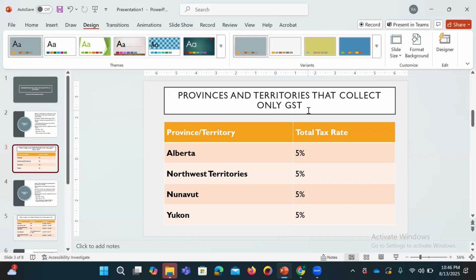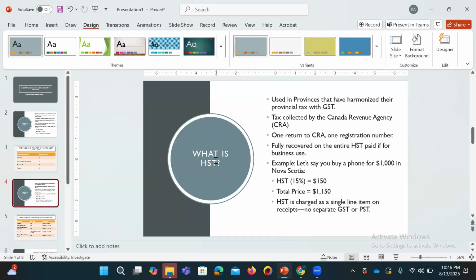Let's move to the next one, which is HST. HST is the harmonized sales tax, which combines GST with a provincial portion. It's a combination of GST and the provincial portion. It's also collected by CRA. So it's one return to CRA and one registration number. What does that mean? If a business owner is filing HST, they just file one return to CRA, and they have just one registration number with CRA, which is the same as GST.